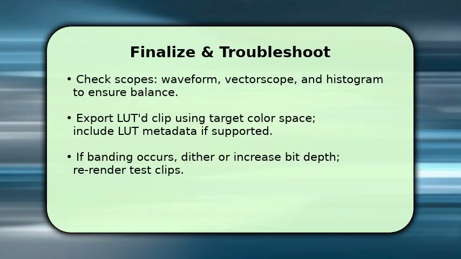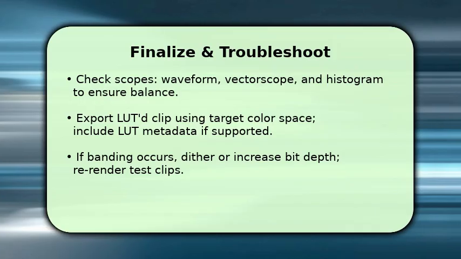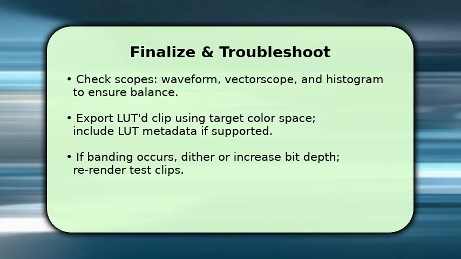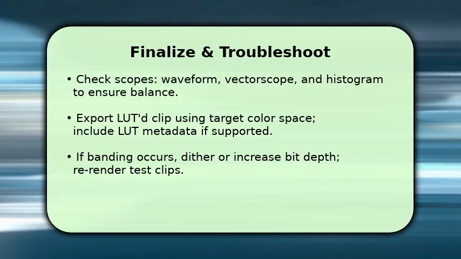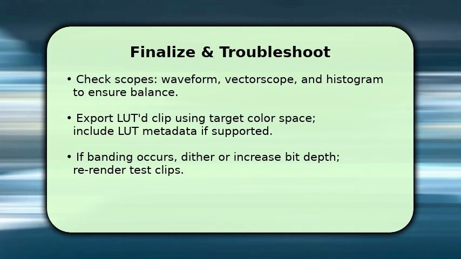Inspect waveform, vector scope, and histogram to confirm exposure and color balance, then render using the project's target color space and codec. Embed LUT metadata if the workflow supports it, and export a short test clip to verify playback on client devices. If you see banding or posterization, apply subtle dither or use a higher bit depth intermediate, and re-render the test. If real-time preview lags, toggle proxy.